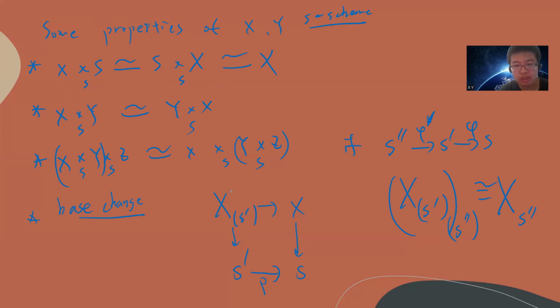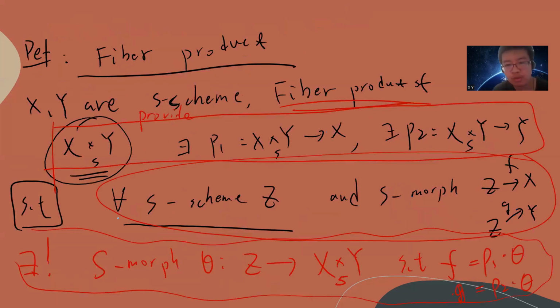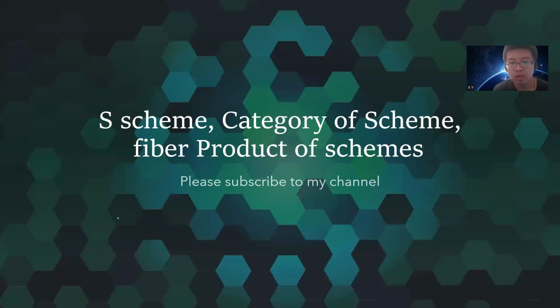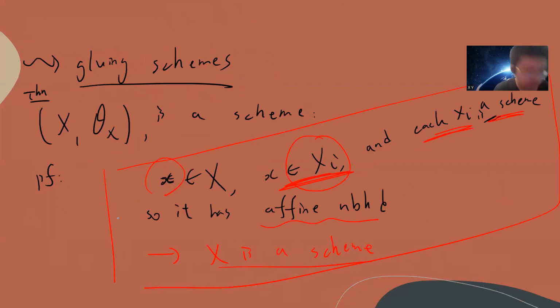Also this has the functorial property, which I mean that if you start from X prime, Y prime over S prime, and do the fiber product on X prime, then it is isomorphic to X times Y over S, base changed to S prime. Okay, so these are the properties of S-schemes. The proof is very difficult, I mean, for the fiber product it's very long. But in this video, I just want to give you the terminology of why you can talk about the category of schemes and fiber products of schemes. Okay, see you guys next video.